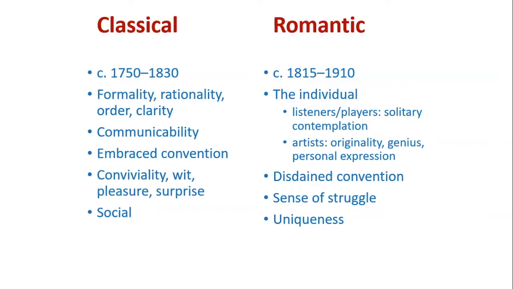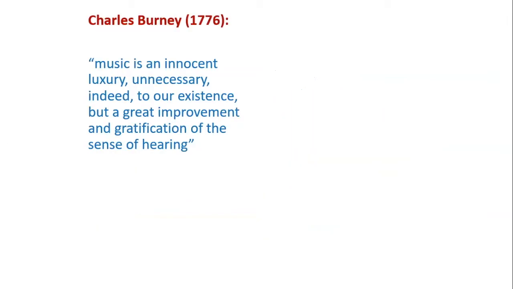The other thing about these terms is that they don't just represent time, but they also represent place. The classical style, although it was enjoyed across all of Europe, derives from the Italian style. Romantics, on the other hand, were principally German. So some music writers prefer to not call it classical and Romantic music, but write about 18th century music and 19th century music and separate them like that. It can be interesting to compare what people at the time said about their respective musics. In 1776, the music historian Charles Burney wrote this: "Music is an innocent luxury, unnecessary indeed to our existence, but a great improvement and gratification of the sense of hearing."